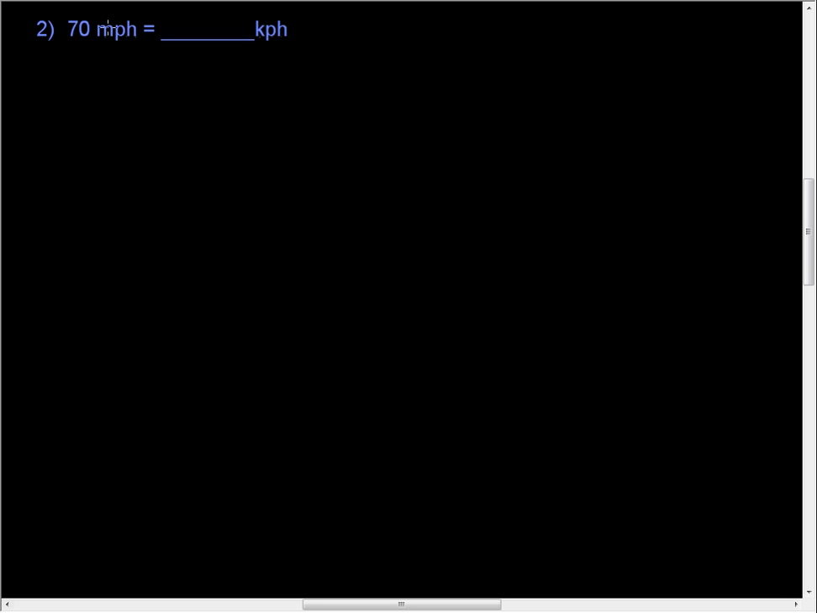Okay, so I want to convert that from miles per hour to kilometers per hour. Really, I'm just converting miles to kilometers yet again. And so I'm going to take 70 miles, and I'm going to write per hour underneath. That's my start. Now you're going to notice as I work through this, I'm not going to need hours. That's not going to change. So I was in miles.